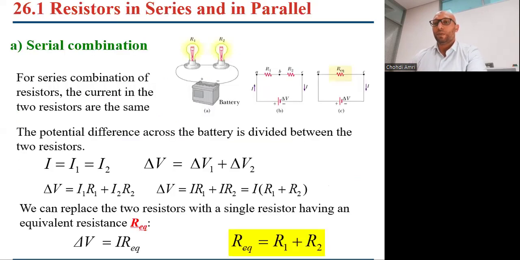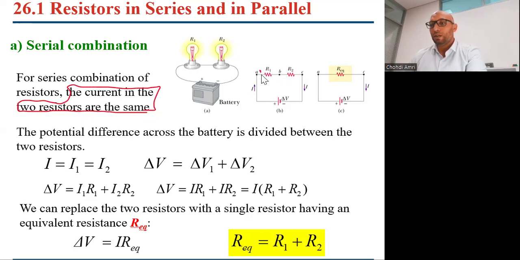Let's start with the first part of this lecture, resistors in series and resistors in parallel. The resistors can be connected in series and can be connected in parallel. When they are connected in series, for a series combination of resistors, the current in the two resistors is the same. This sentence is very important. So what do we have?